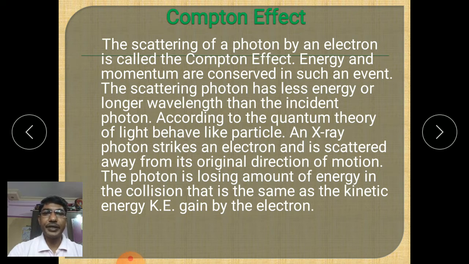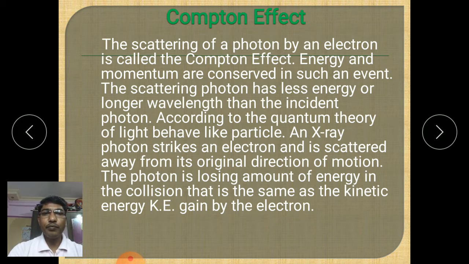In Compton effect, energy and momentum are conserved. The scattered photon has less energy or longer wavelength than the incident photon. According to quantum theory, the light behaves like particle.